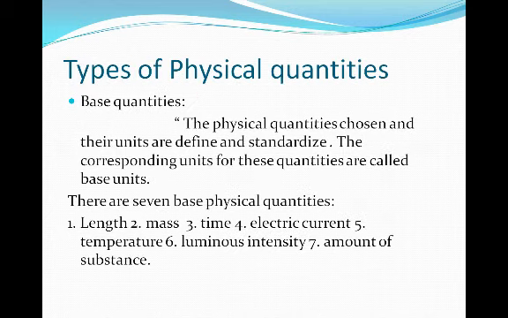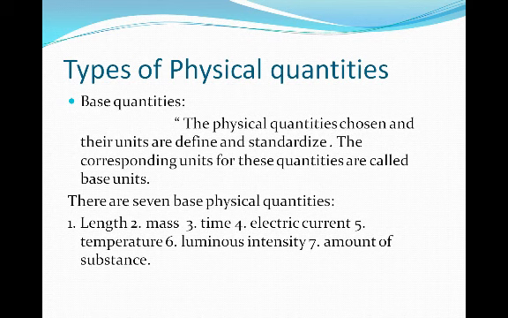From the discussion, we come to another subtopic, types of physical quantities, which are base physical quantities and derived physical quantities. Base physical quantities are the physical quantities chosen and then their units are defined and standardized. The corresponding units for these quantities are called base units. There are 7 base physical quantities: length, mass, time, electric current, temperature, luminous intensity, amount of substance.